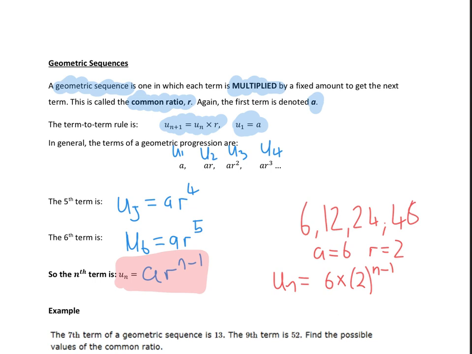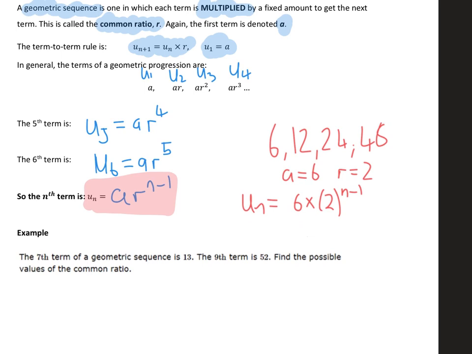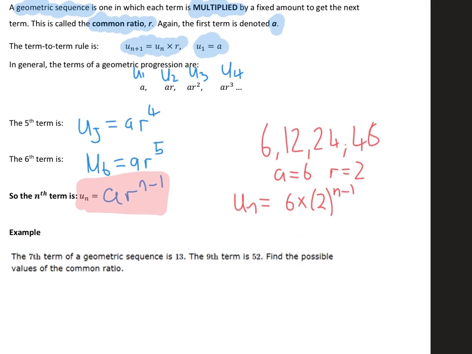But what you can do, and it's up to you to decide if this is useful or not, I could split the 2 up. So using the indices rules, I can write that as 2 to the n divided by 2 to the 1, because it's take away, which simplifies to 6 divided by 2 is 3. So 3 times 2 to the power n. Yeah, you might prefer that instead of the n minus 1.